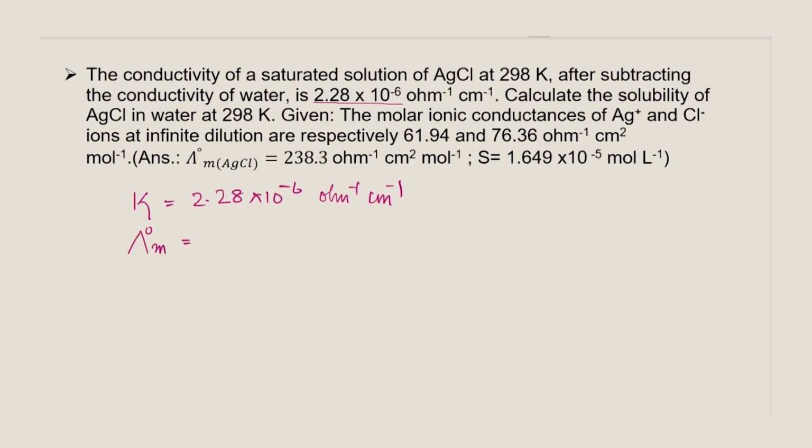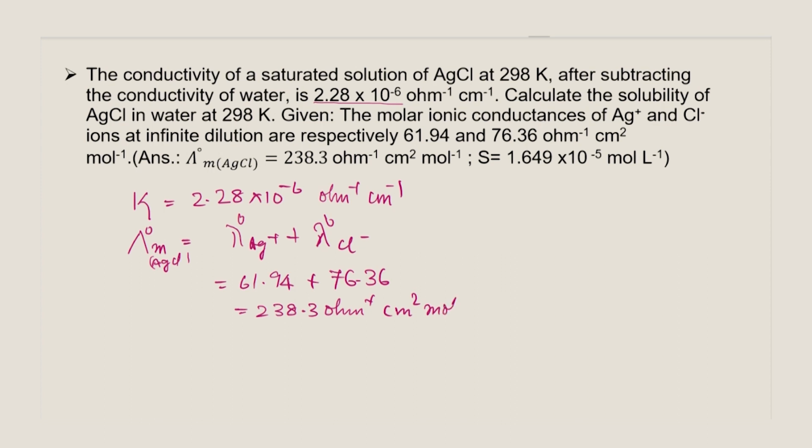You have no idea about what lambda 0 m is. It is not given, but you can find it out using Kohlrausch's law for AgCl, where lambda 0 of Ag plus and lambda 0 of Cl minus can give you the value. Lambda 0 of Ag plus is equal to 61.94 plus that of Cl minus, 76.36, and you will get the value as 238.3 ohm inverse centimeter square mole inverse.